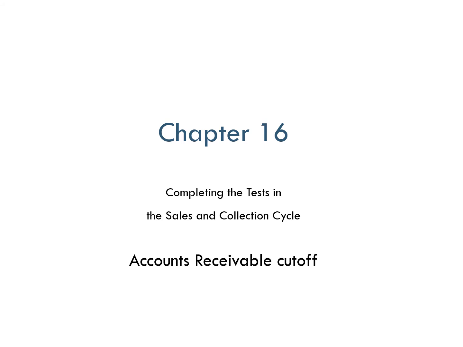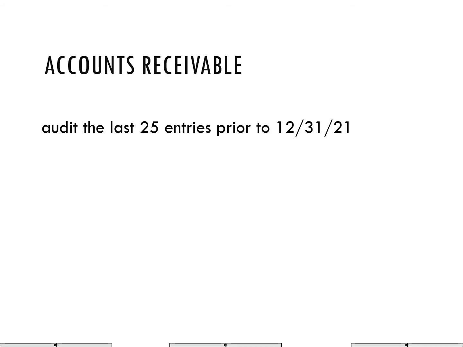Good afternoon. Today we're going to do accounts receivable cutoff as of December 31st, 2021. This is going to be very similar to what we did at the end of chapter 14. For accounts receivable, we're going to audit the last 25 entries in the accounts receivable trial balance prior to December 31st.